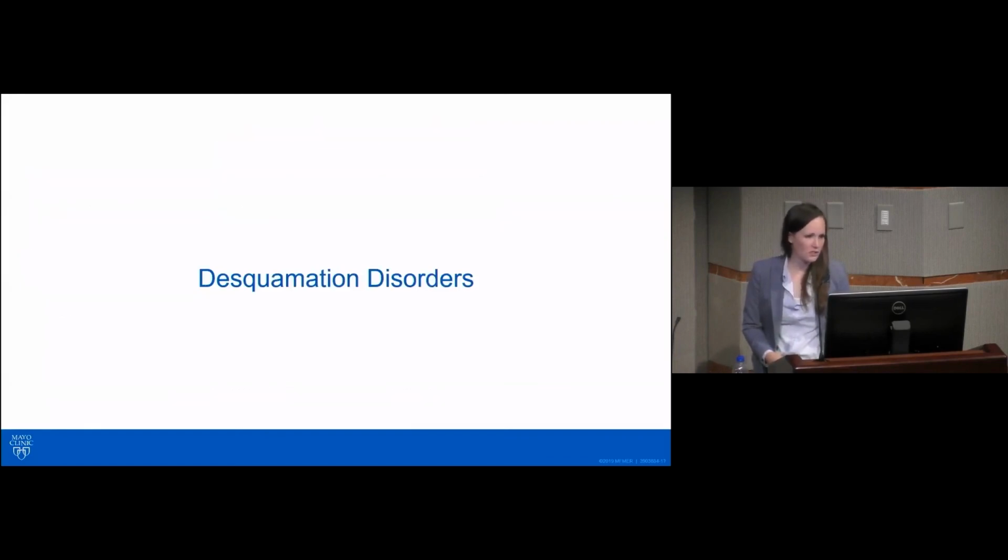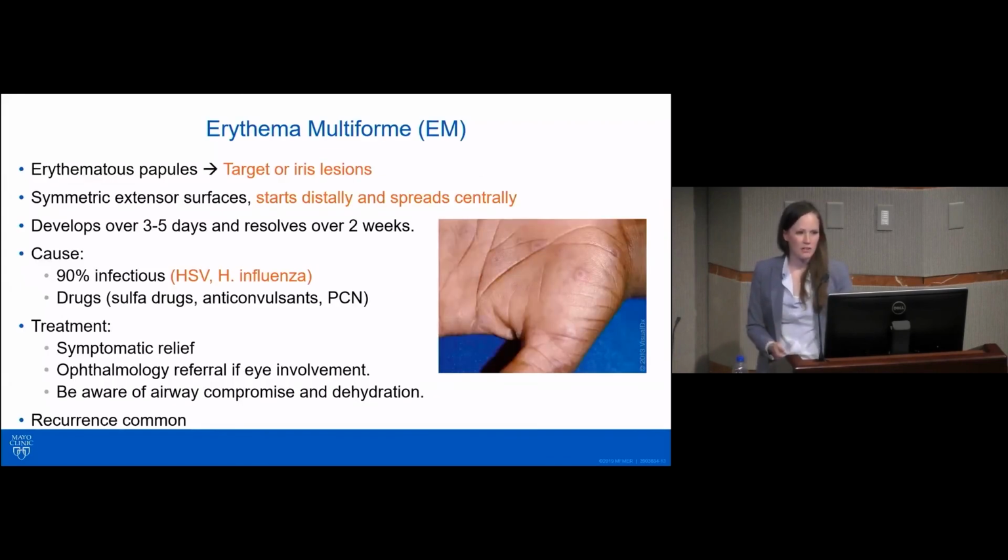Moving on to hypersensitivity disorders, erythema multiforme. This will start off as little papules that then will classically develop this target lesion. It'll be symmetrical on extensor surfaces, and importantly, will start distally and then spread centrally. This is usually from infectious causes and can just be treated with symptomatic management. Keeping in mind eye involvement would warrant ophthalmology referral, and recurrence is common.